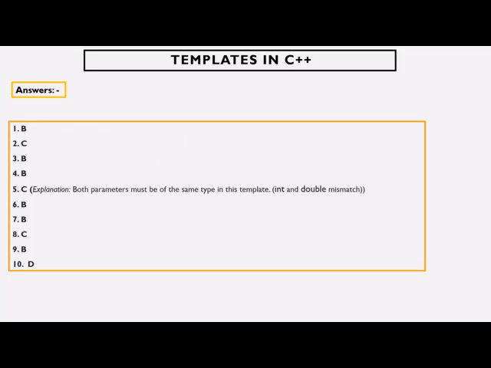So to wrap up, templates are a game changer in C++. They make your code flexible, reusable, and type safe all at once. You can create one version of your logic, and the compiler automatically handles all the data types for you. From functions to classes, templates save you time, reduce redundancy, and make your code super efficient.